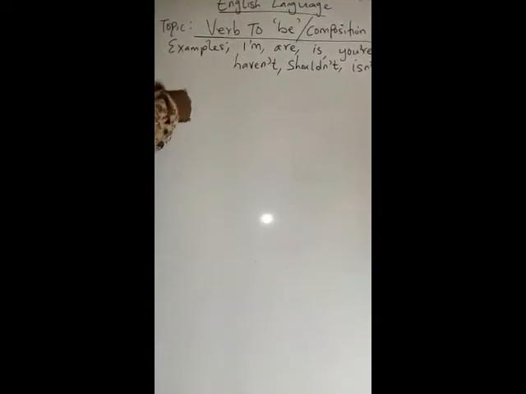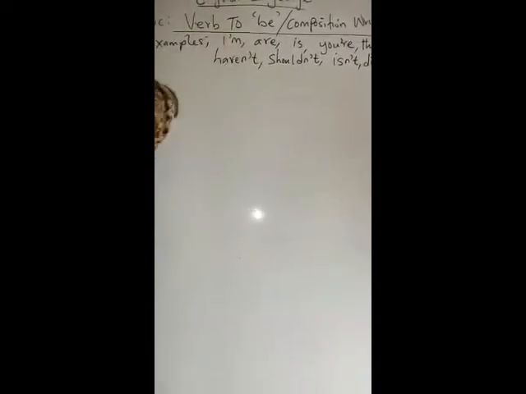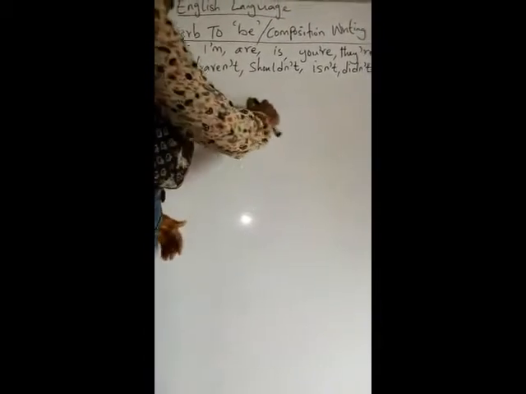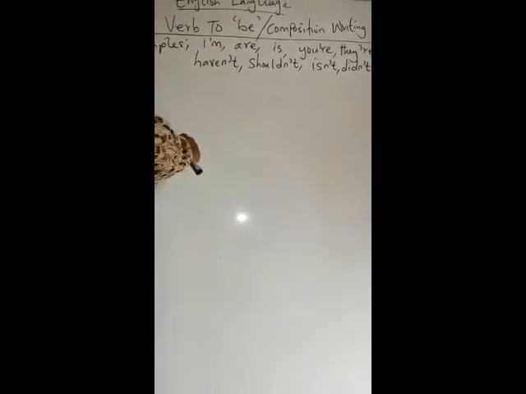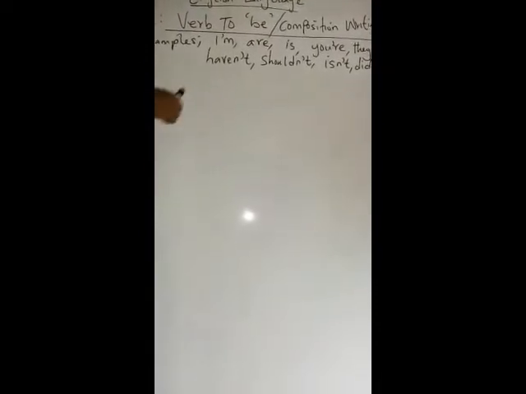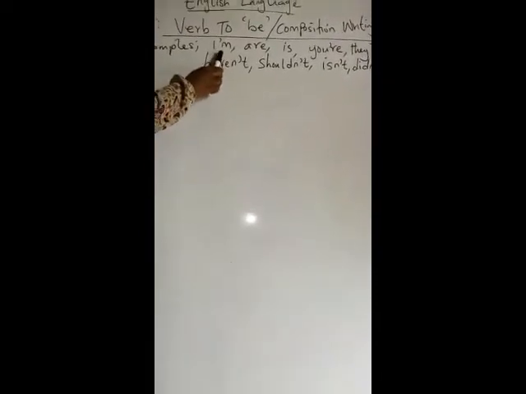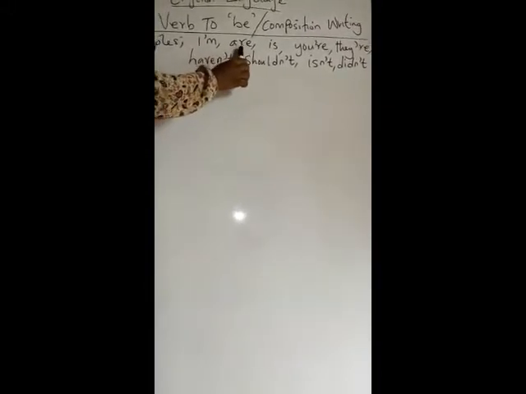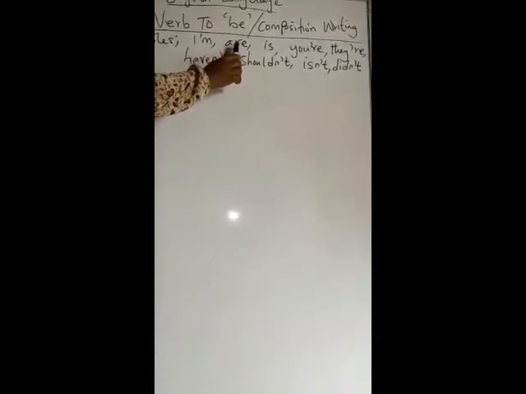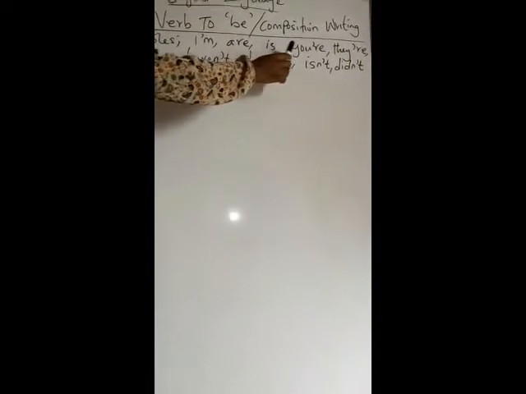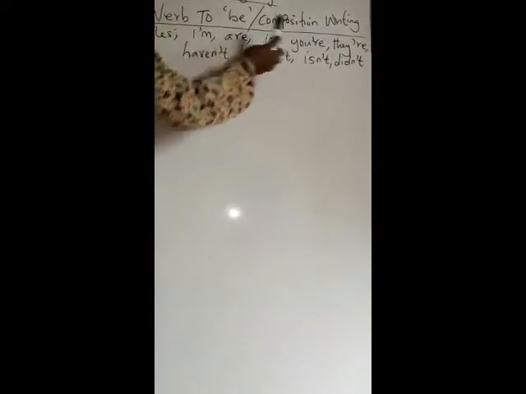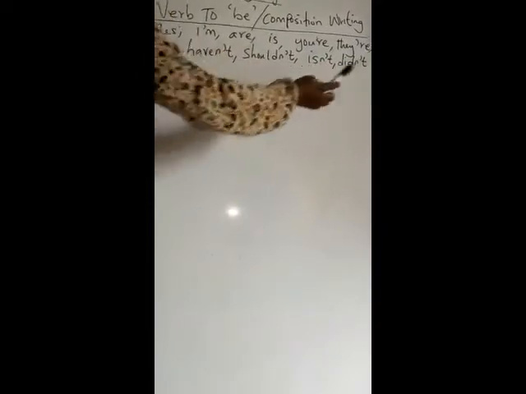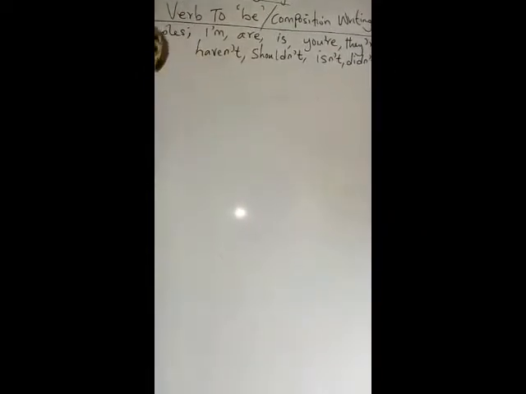Okay. Alright, so these are a few examples of verb to be. Then I can write a sentence and say, okay, underline the verbs to be in these sentences. When you see something like am, it's an example of verb to be. Am, are. This is the second person singular of verb to be. Are, is, you are, they are, haven't, shouldn't, isn't, didn't. So these are just a few examples of verb to be.